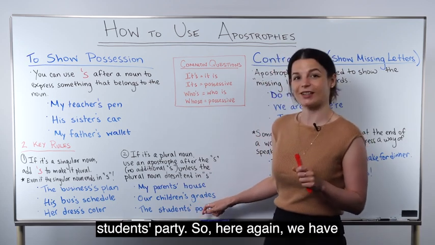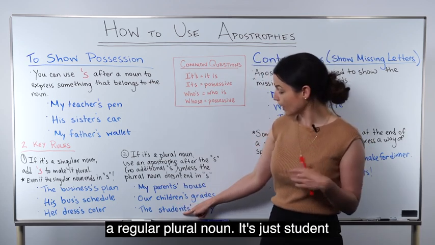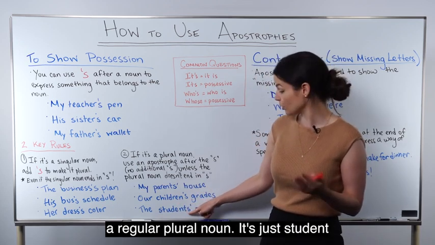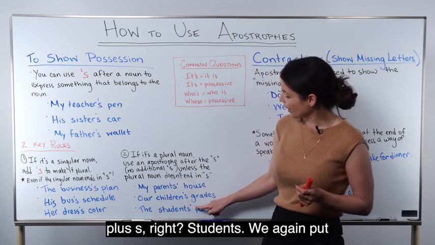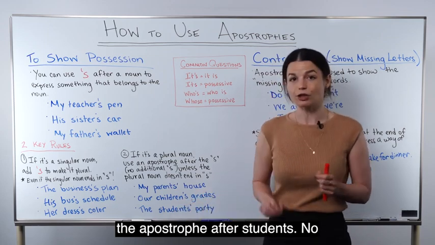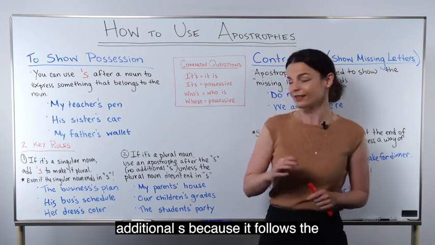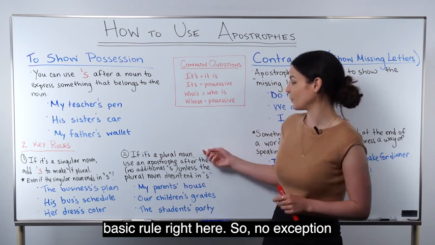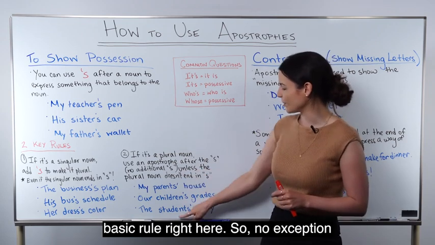Okay? Let's go to the last example, the students' party. The students' party. So here again, we have a regular plural noun. It's just student plus S, right? Students. We again put the apostrophe after students. No additional S because it follows the basic rule part here. So no exception in this case.